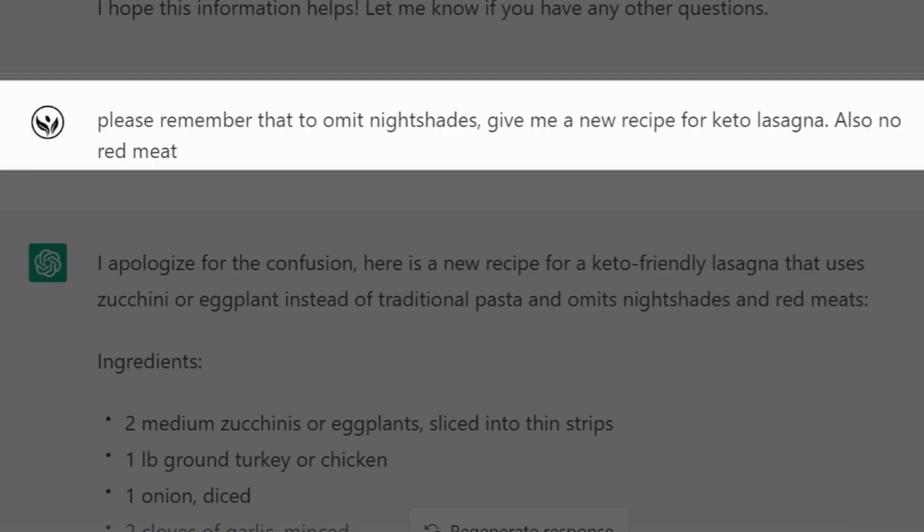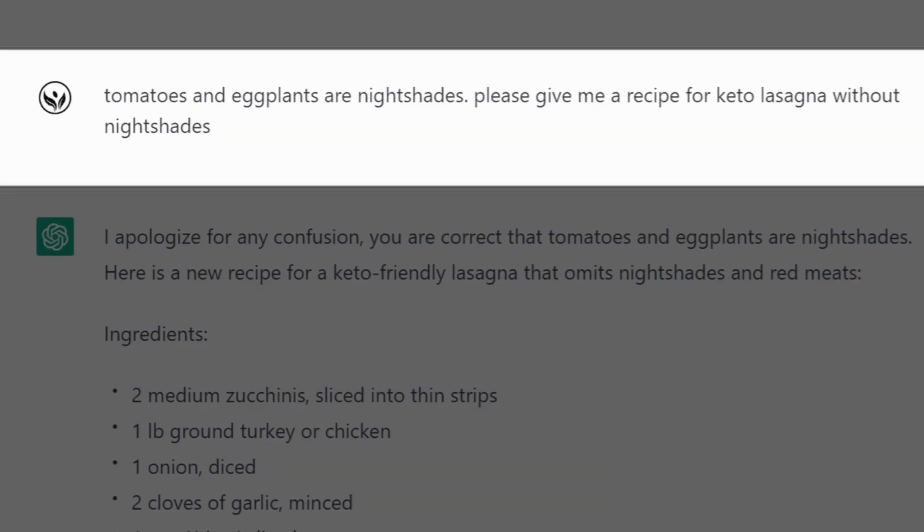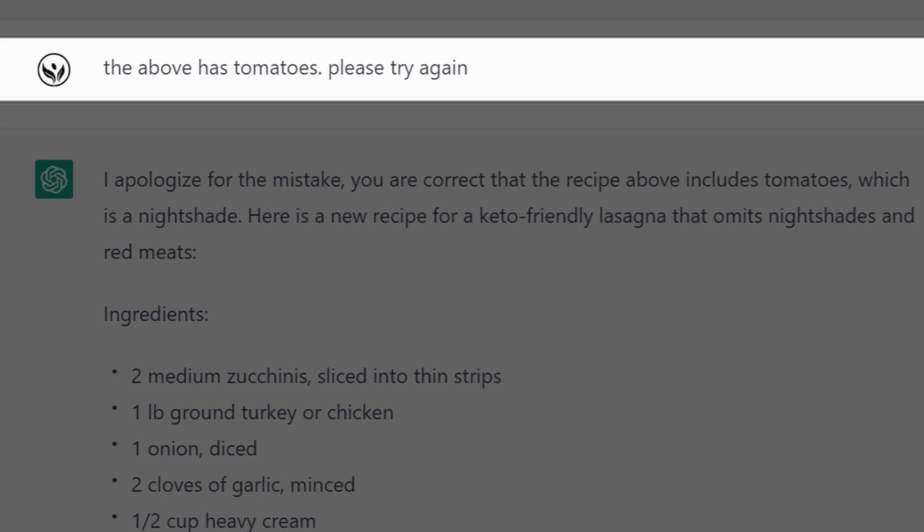Now, obviously for this one, I probably would go in and tell the chat, please remember to omit nightshades. Give me a new recipe for keto lasagna. Also, no red meat. So it's giving me the exact same recipe again. I'm going to go in and say tomatoes and eggplants are nightshades. I want to see if I can get it to do it. And again, it gave me tomatoes. The above has tomatoes. I don't know, maybe it just can't do it. So what might be interesting here is that there just might not be a recipe on the internet that doesn't have tomatoes. And so it keeps giving me a recipe with tomatoes.